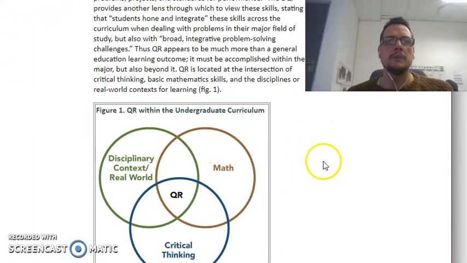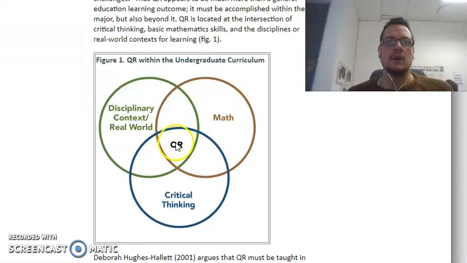Here's a nice example of what quantitative or QR reasoning is. It's the intersection of maths, critical thinking, and real world problems. And you wasting your money and your time is the real world problem coming in. So you must make sure you include real world math as well as critical thinking.